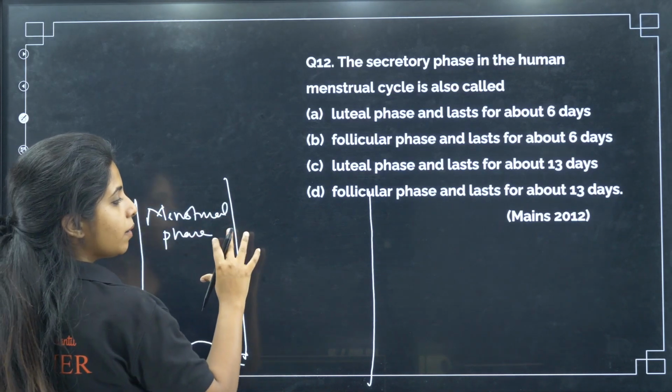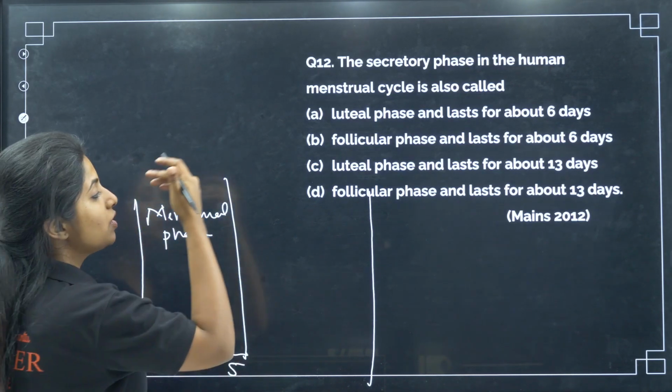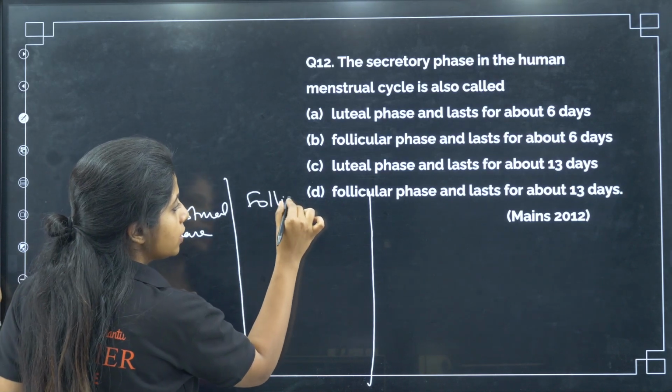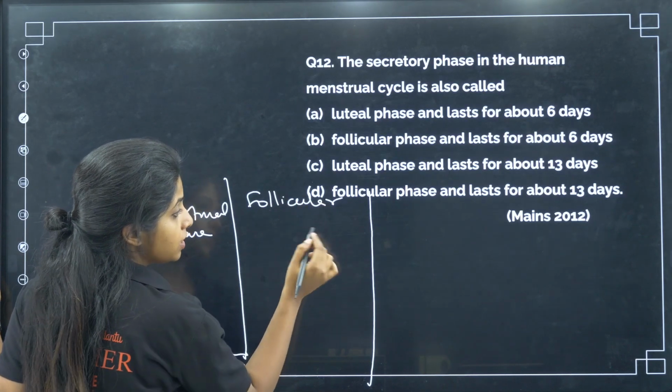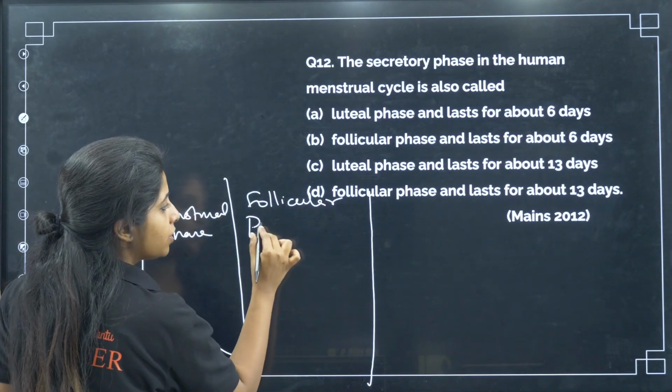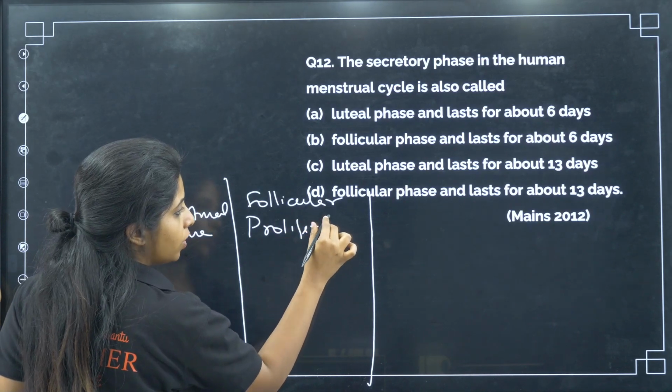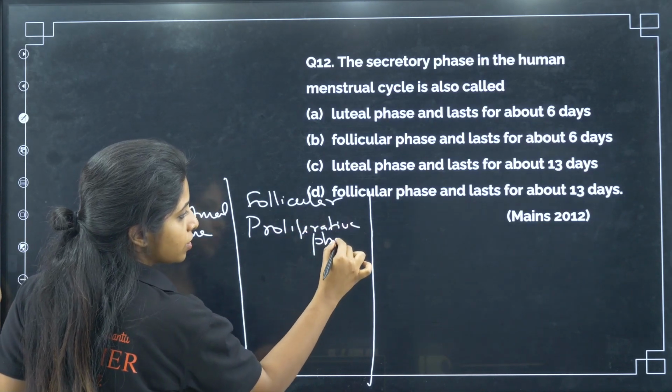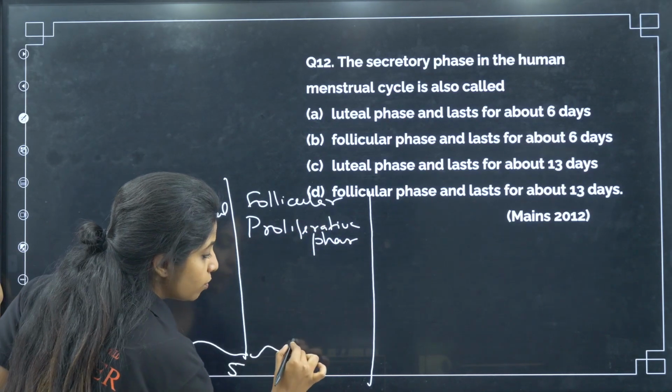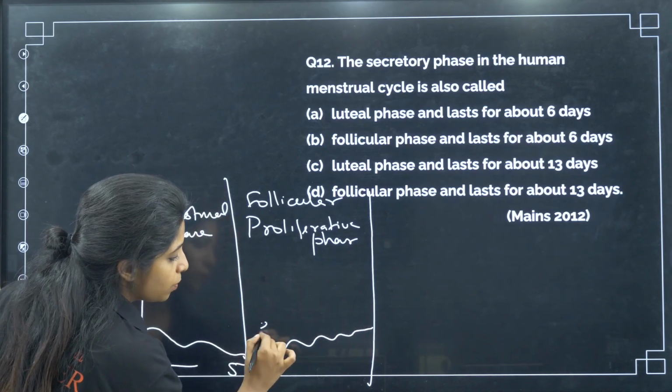Okay, then what happens? The body is given one more chance. Follicles regenerate. So I'll call this the follicular phase, and I also call it the proliferative phase. Why, ma'am? Because over here the endometrium is trying to reform with the help of estrogen.